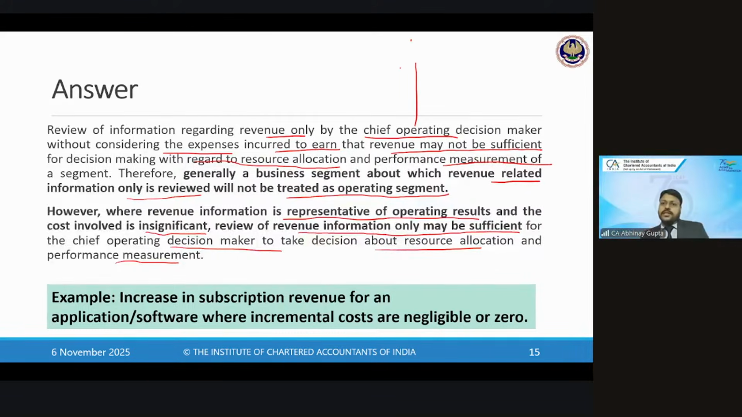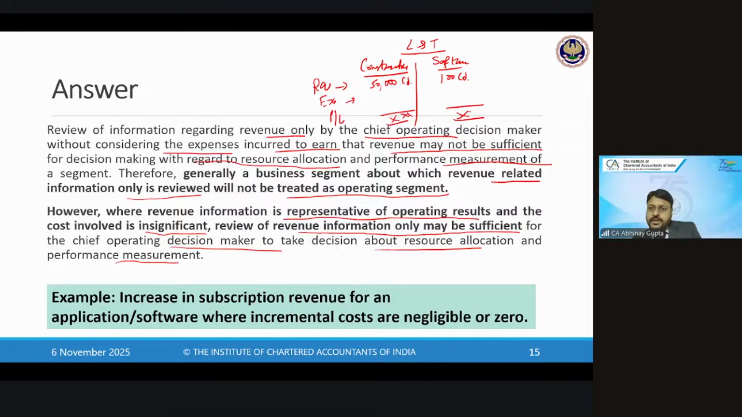Let me take an example to make it better understood. Suppose Larsen and Toubro, this time I'm changing the name of the company from Reliance to L&T. So L&T is into the business of construction and software services. Suppose these are the two components of L&T for the sake of simplicity. In the construction business, the revenue is 50,000 crore, and in software, it is 100 crore. And then there are expenses, and then the P&L.